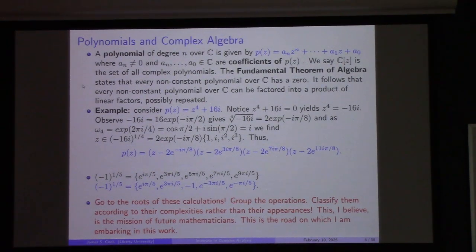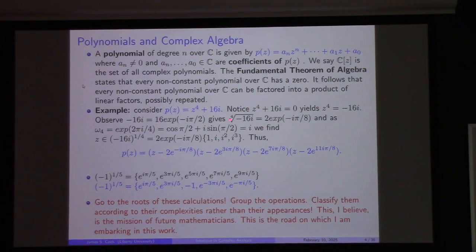Here's an example where I factor z to the fourth plus 16i using that fourth root thing I just showed you. To find the zeros of this, I'm looking for where z to the fourth plus 16i equals 0. That's the same as z to the fourth equals minus 16i. But minus 16i I can rewrite in polar form like so. It's got angle minus pi over 2. You can kind of see that in the picture I drew over here.